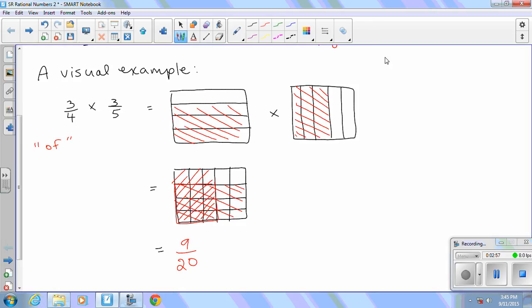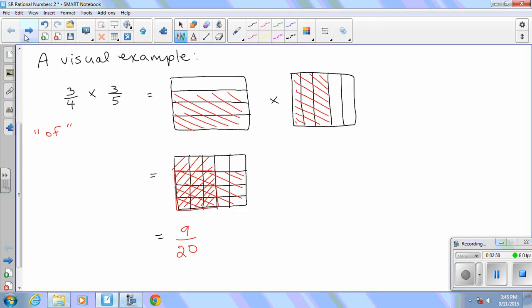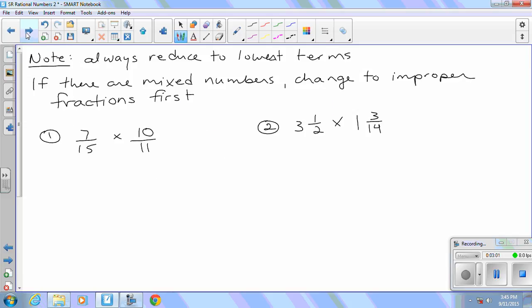And the other resource that I gave you also uses a lot of that visual representation. Always reduce your final answers to lowest terms, and I'm going to show you a method of reducing it even before you do the multiplication, which makes it easier to reduce your final answer if it's not in reduced form. The other thing to remember is if there are mixed numbers, you first need to change them to improper fractions. So for question 2, we'll need to do some converting first.